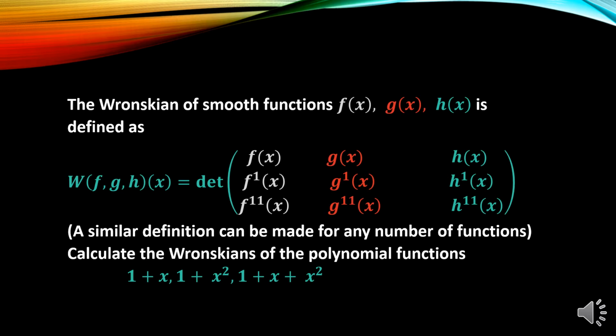Now the question is saying calculate the Wronskian of the polynomial functions 1 plus x, 1 plus x raised to the power of 2, 1 plus x raised to the power of 2. So we are going to begin by letting the first 1 plus x be our function f of x, and then 1 plus x raised to the power of 2 to be our g of x, and then 1 plus x raised to the power of 2 to be our h of x.